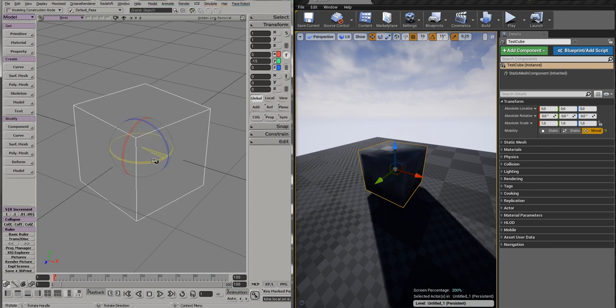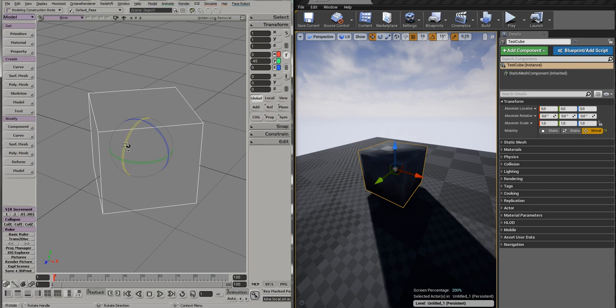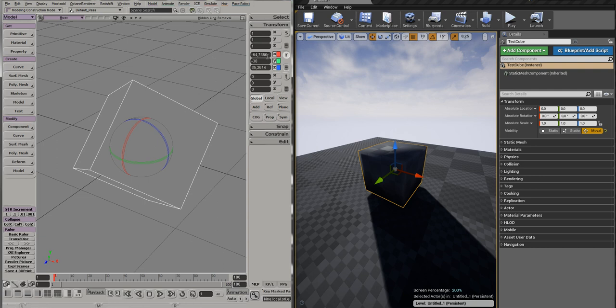So rotate 45 degrees on the up axis, 45 degrees on the x axis. So I get minus 54.7, minus 30, 35.26.